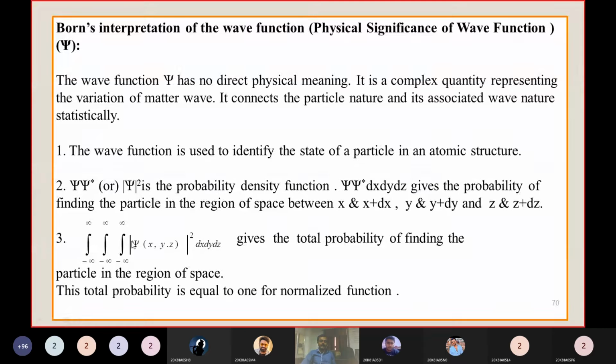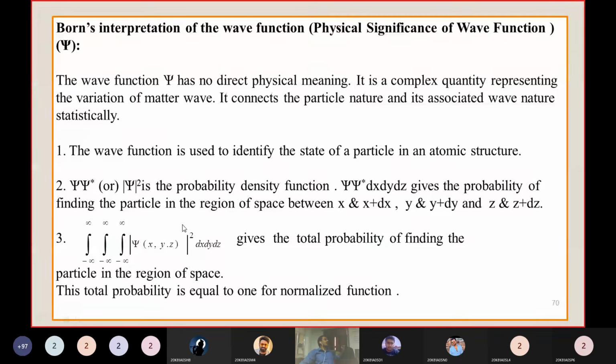According to the x-axis we will integrate, according to the y-axis we will integrate, according to the z-axis we will integrate. If you take 3 dimensions, that gives the total probability of the system. So what is the equation for finding the total probability? This is the equation. It gives the probability of finding the particle in the space or region. This is the total probability.